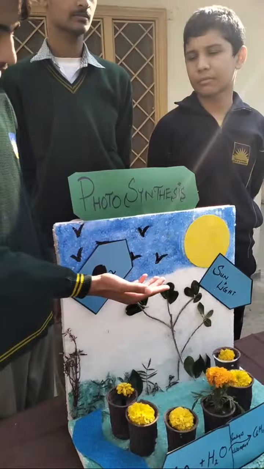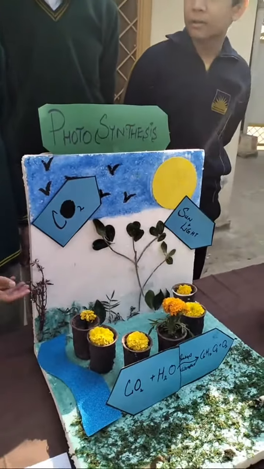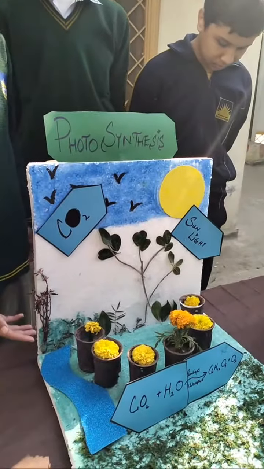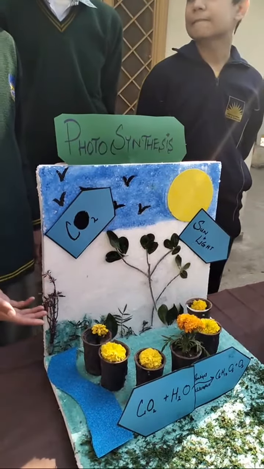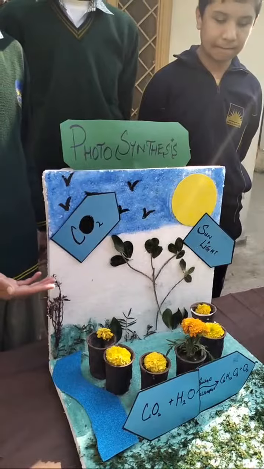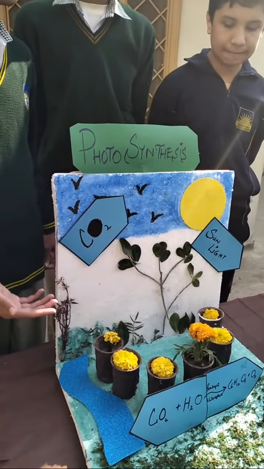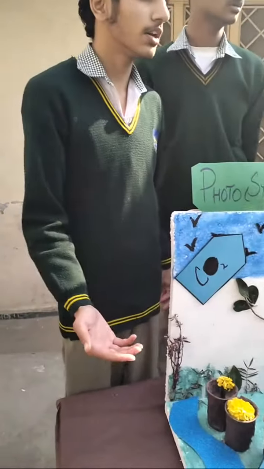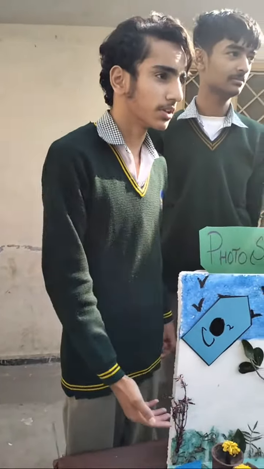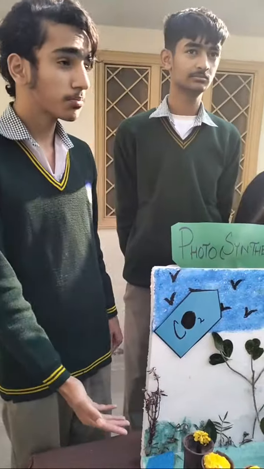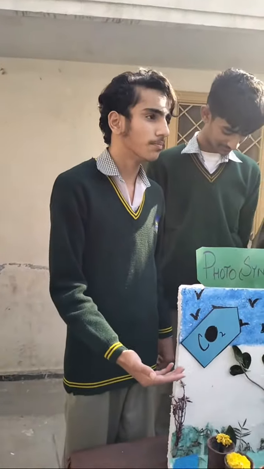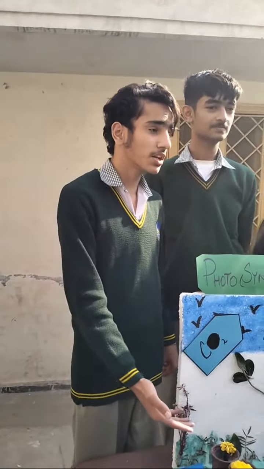Carbon dioxide and water play an important role in photosynthesis. Carbon dioxide is the raw material of photosynthesis. It provides carbon and oxygen for the glucose synthesis. Carbon dioxide is found in the atmosphere in a very little amount, 0.04%. Water provides hydrogen, which is used to reduce carbon dioxide into glucose.